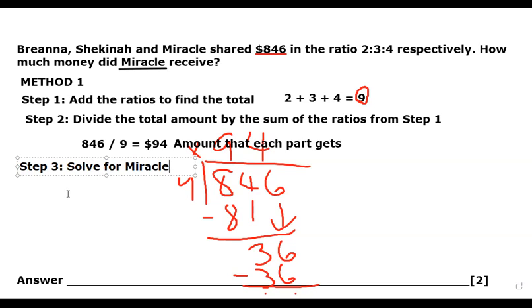Well, here, sorry, Miracle has 4 parts. She's the last person listed, and that's the last ratio, it's 4. So if Miracle gets 4 parts, I multiply 94 that I got in step 2 by the number 4. And let's work that out.